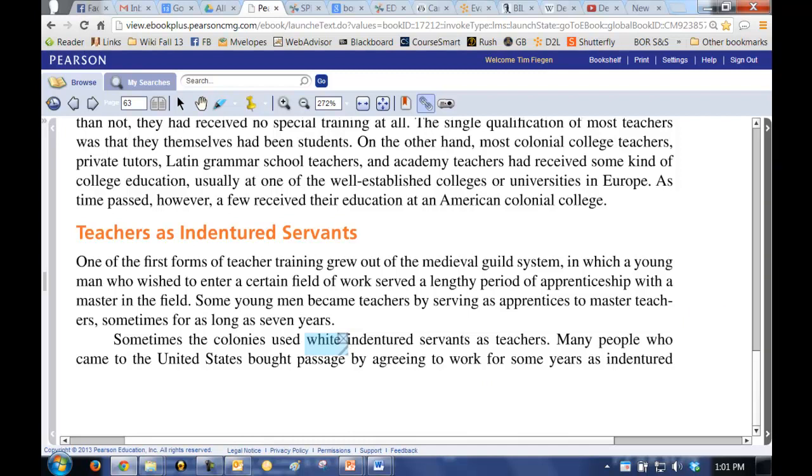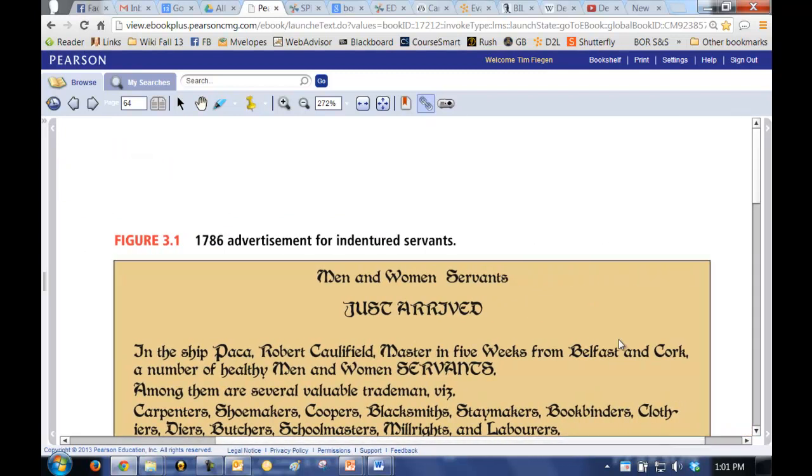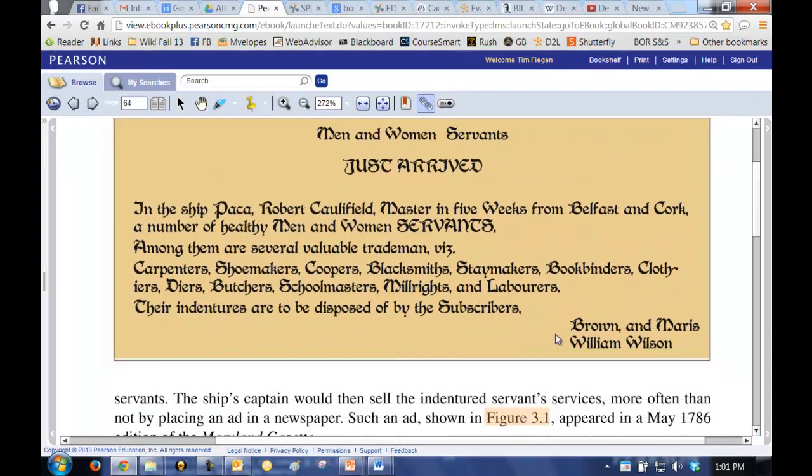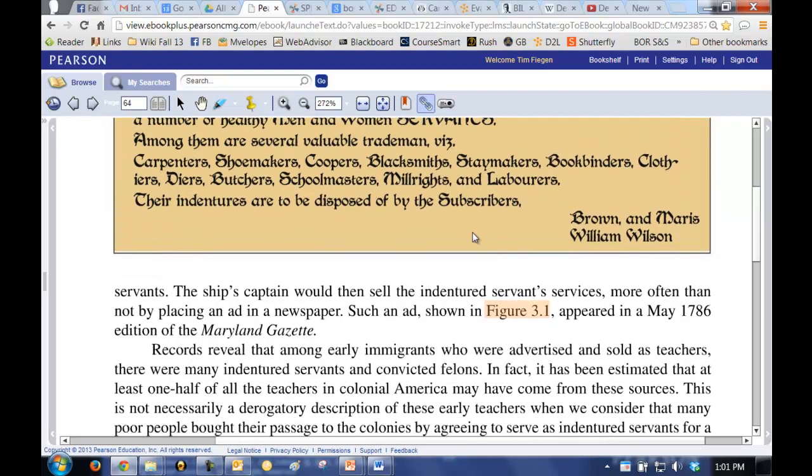But people were so oppressed, they were willing to come here as indentured servants in order to escape where they were and get to this country for the opportunity for freedom of religion, freedom of economics. The ship's captain would then sell the indentured servant's services, more often than not by placing an ad in the newspaper, similar to what's up here. That's what that is.